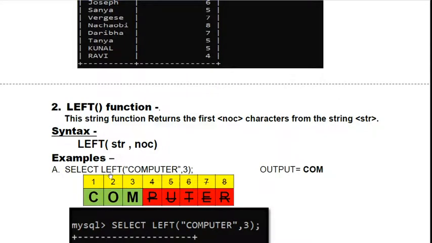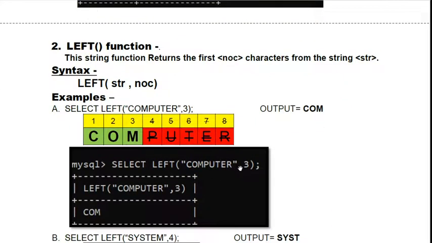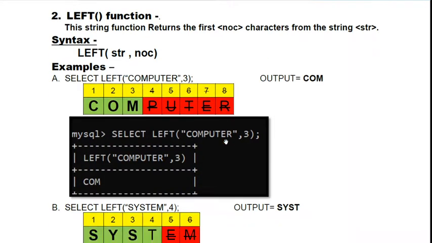So it will read 3 letters from the left hand side. First, second, third. 1, 2, 3, 3 letters. So COM is the answer. Okay. So you can see the output when you run this code. PUTER will not appear in the output.